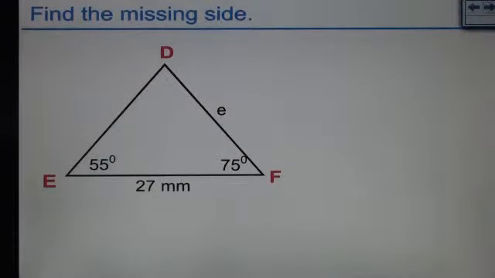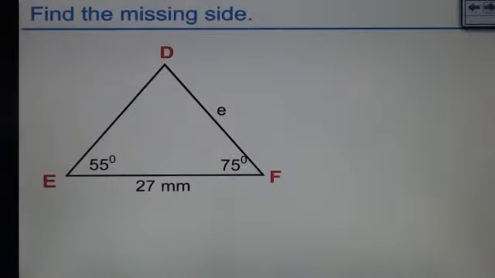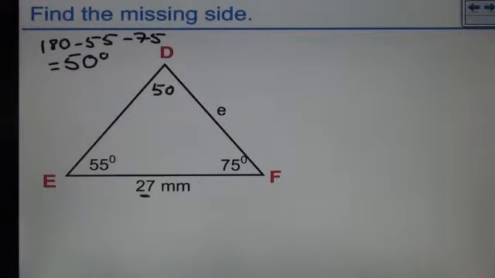Okay, well, let's try it out. Find the missing side. So you can see that the 55 is opposite to the E. The 75 is off to a side we don't know. The 27, well, it just said in the previous rule that we need two sides and an angle opposite one of the given sides. So the first thing we need to do is figure out this angle that is opposite the 27. And to get that, we know that there are 180 degrees in a triangle. We subtract the other two angles from it, and that gives us 50 degrees. So this angle is 50.